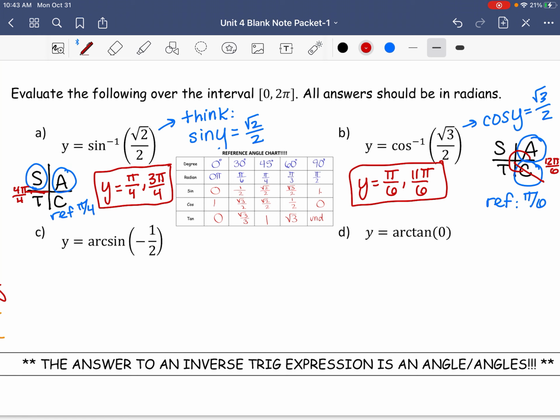Okay, let's try part C. We're thinking to ourselves, the sine of what angle equals -1/2? Okay, this time I have to think about what quadrants the sine is negative in. And the sine is negative in 3 and 4. Look at your chart. Find your reference angle.